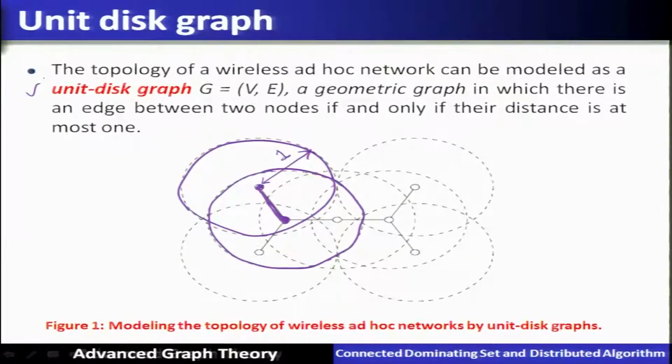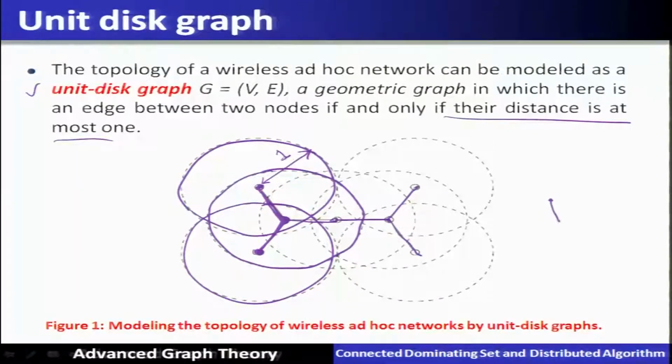So, the topology of a wireless ad hoc network can be modeled as a unit disk graph, which is nothing but a geometric graph in which there is an edge between 2 nodes if and only if their distance is at most 1. Similarly, we can see that there is an edge between these 2 nodes, these nodes and these nodes. So, finally this particular wireless network can be modeled as a graph, and this graph is called a unit disk graph.